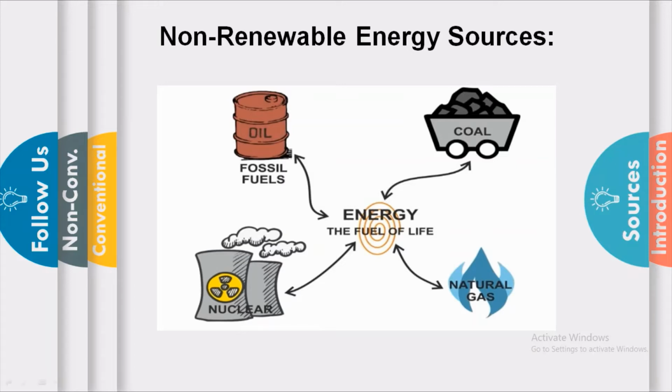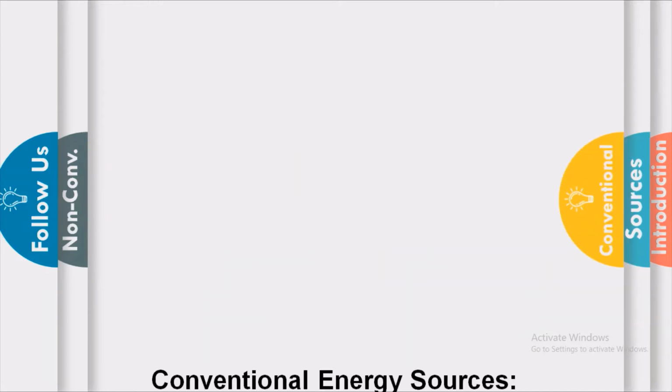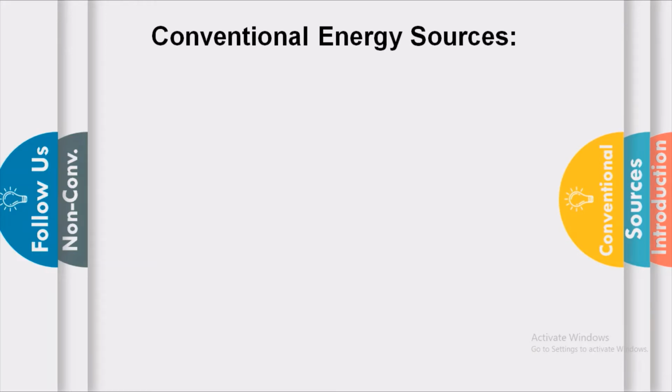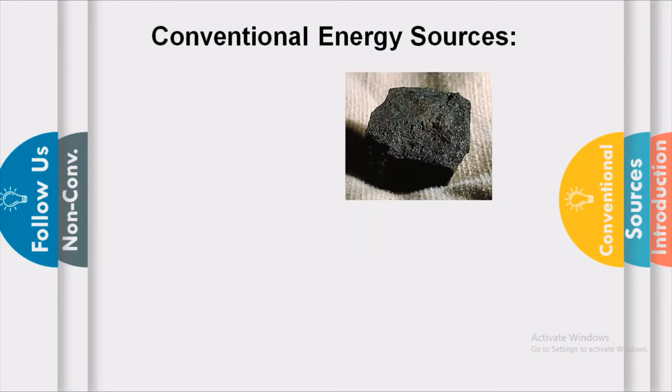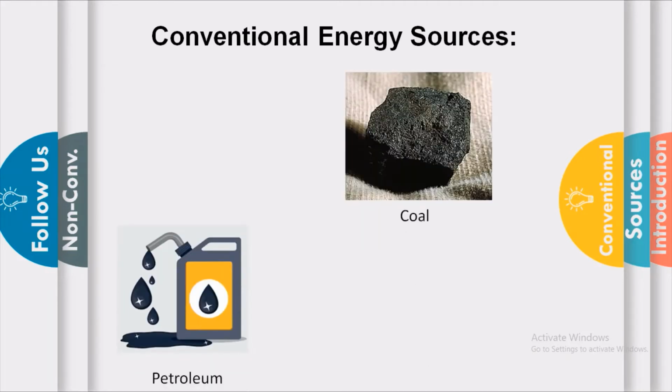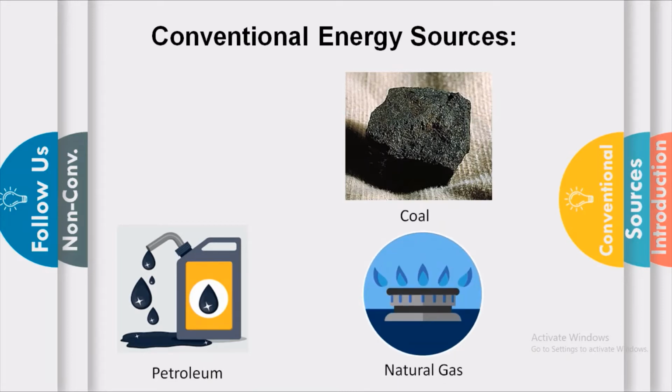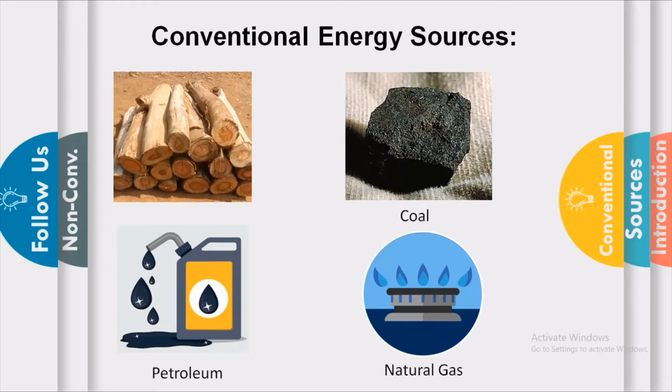So let us learn more about the conventional energy sources. As we know, conventional sources of energy are those which we have been using for a long time, for example fossil fuels like coal, petroleum, natural gas. We burn them to produce heat. Also wood, we used to burn wood to produce heat. So let us discuss them one by one.